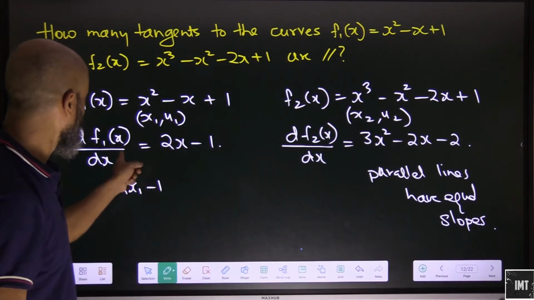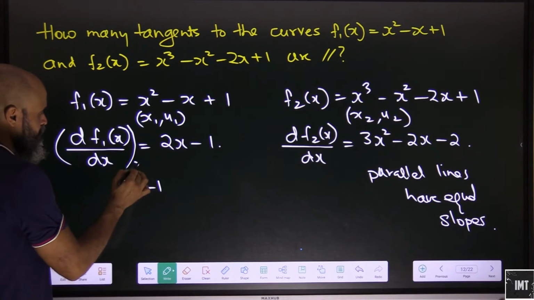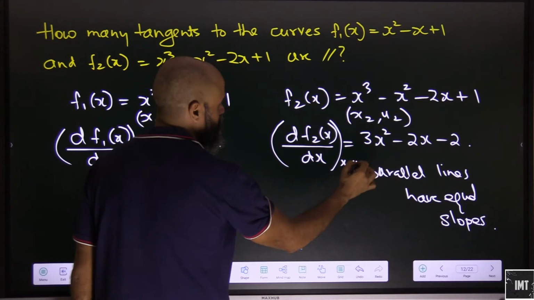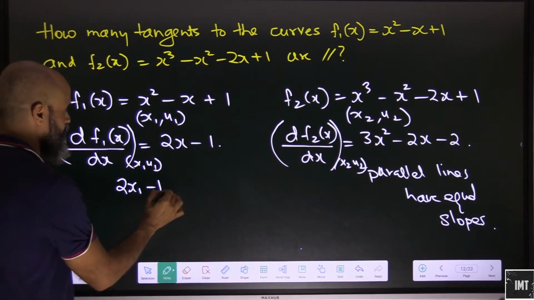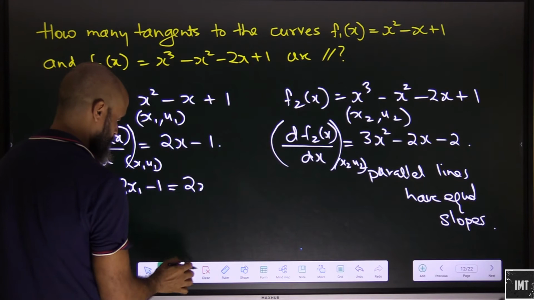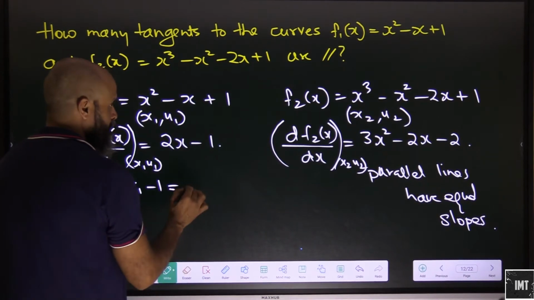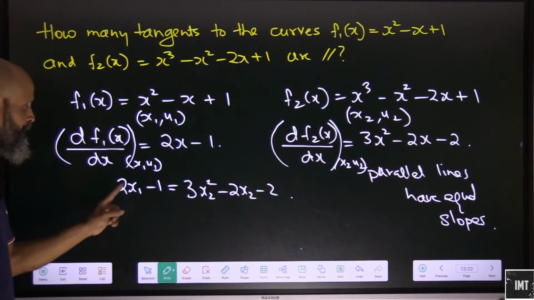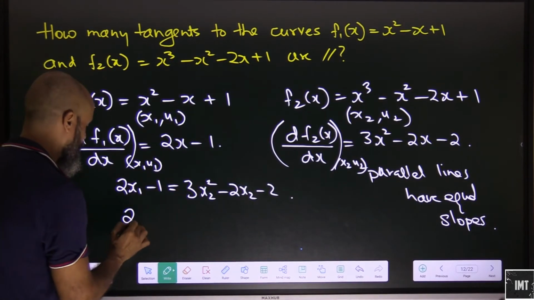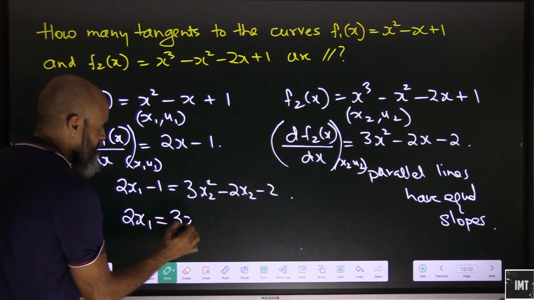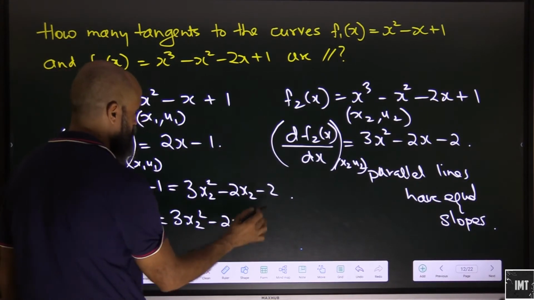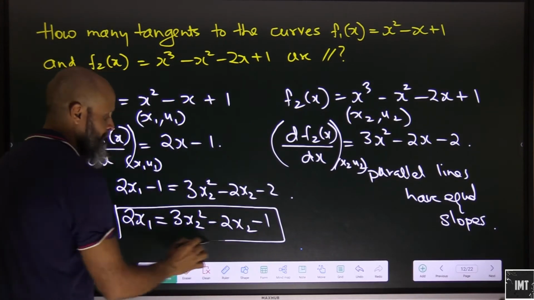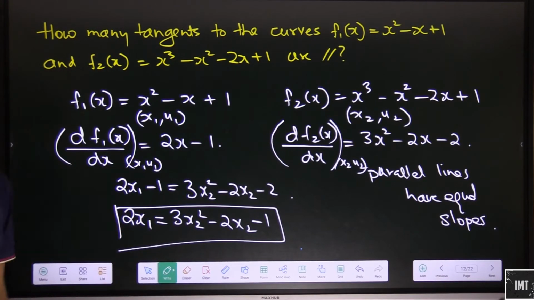The slope of this line at x1 y1 will be equal to the slope of this line at x2 y2. Okay, at x2 y2. So this will be 2x1 minus 1, and this will be equal to 3x2 square minus 2x2 minus 2. So we have here 2x1 is equal to 3x2 square minus 2x2 minus 2 plus 1, that's going to be minus 1.